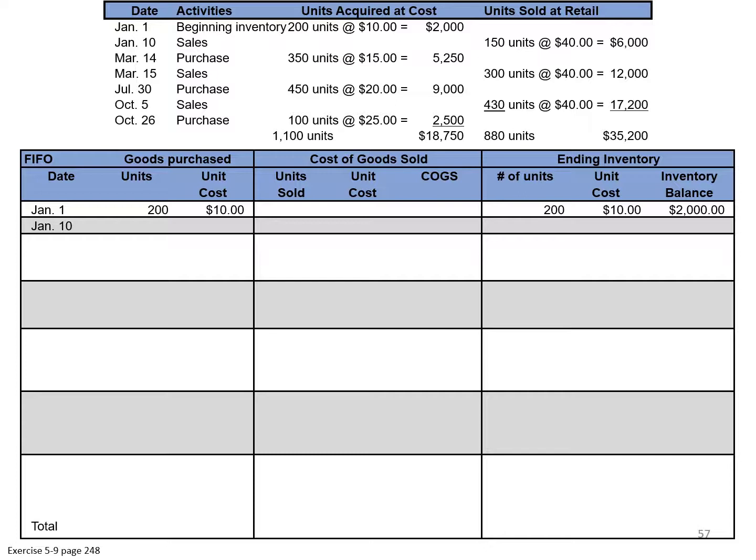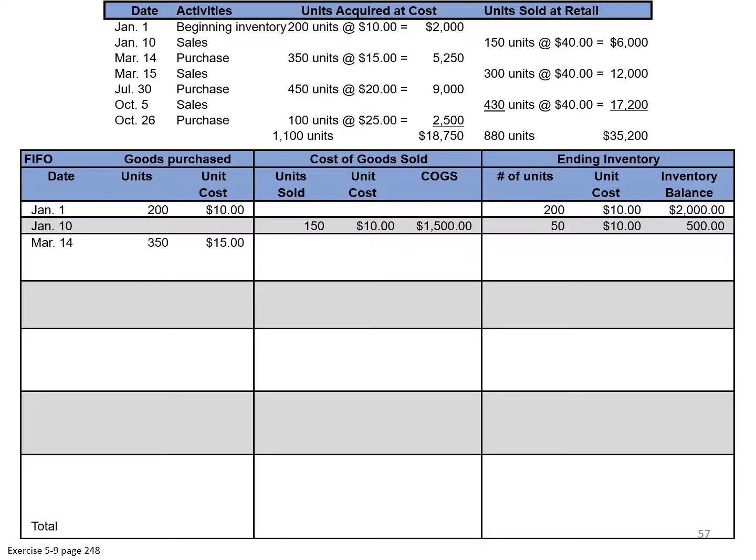In this case, all we have before January 10th is our beginning inventory. So we're going to sell 150 of those at the $10 cost per unit, or $1,500. So what remains is 50 units. We started at 200, we sold 150. So we have 50 in our ending inventory at a cost of $10, or $500.